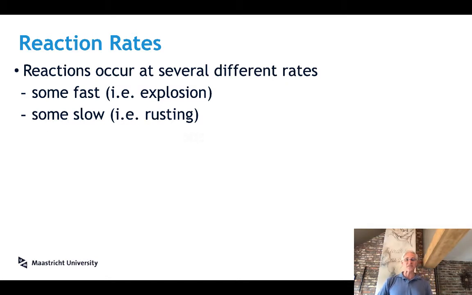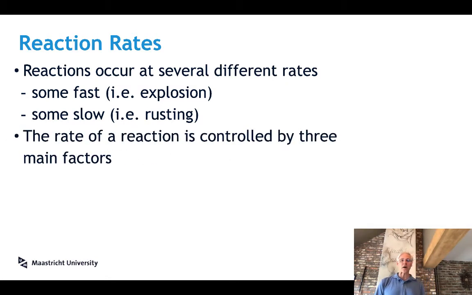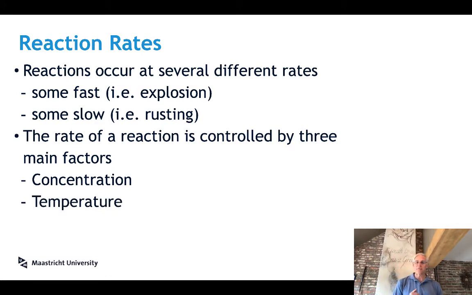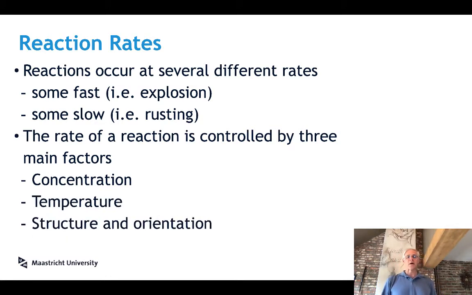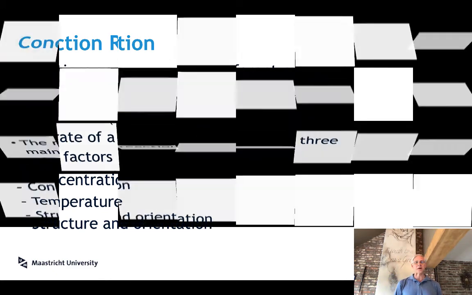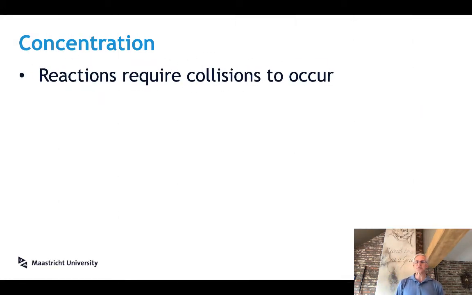So, fast rates, slow rates. We want to talk about what controls that rate of reaction. The rate of reaction is controlled by three primary factors. We have concentration, we have temperature, and we have structure and orientation. We're going to talk about each one of those in detail here. So let's look at concentration first.